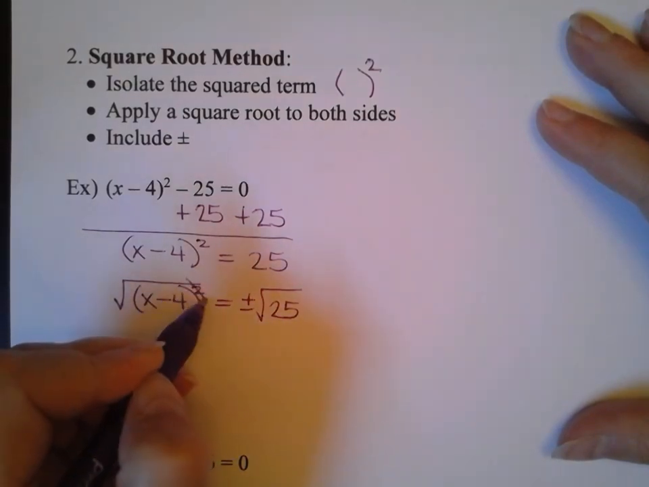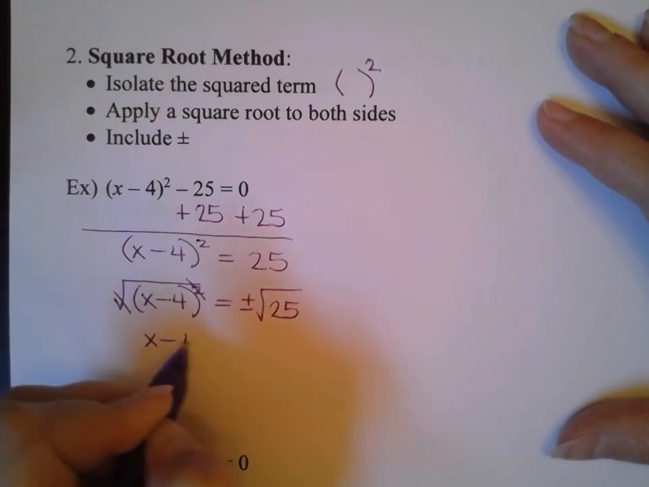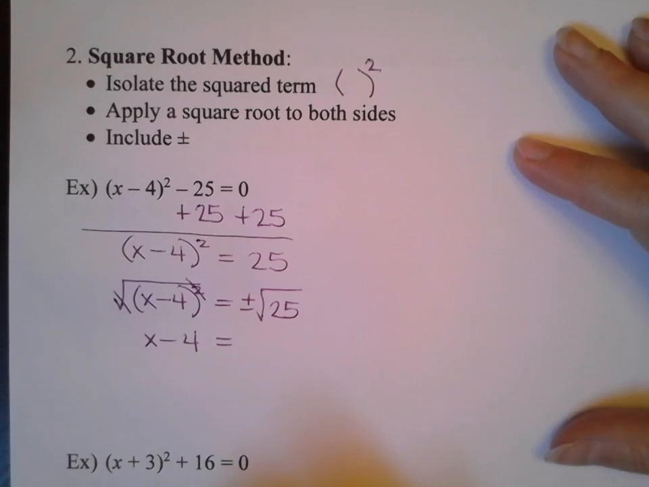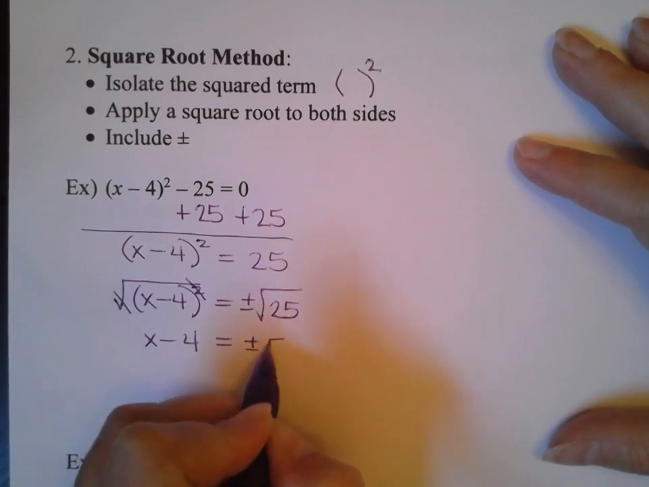On the left hand side, the square and the square root are going to cancel each other out, so I just get what's underneath. The whole radical symbol goes away. On the right hand side, we know the square root of 25 is 5.